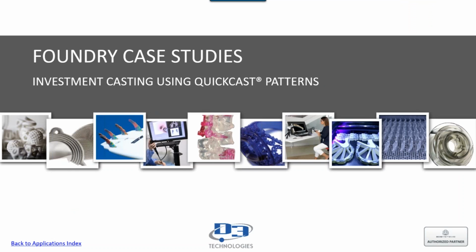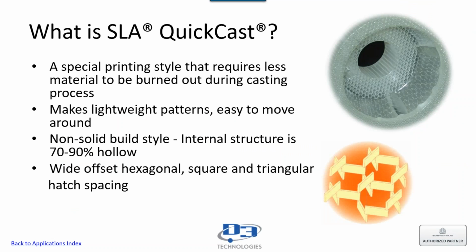I'm going to talk a little bit about investment casting using our quick cast patterns. So what is an SLA quick cast? It's a special printing style that requires less material to be burned out during casting. You can make lightweight patterns. Its internal structure is about 70 to 90% hollow.